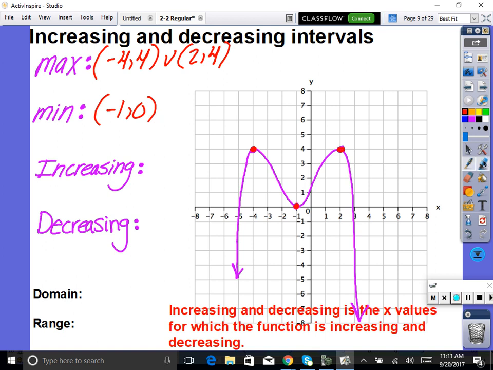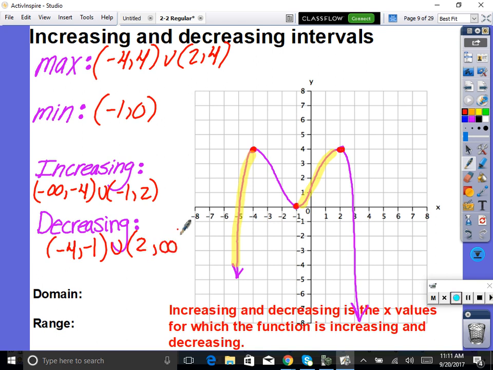Okay, now increasing once again to that x value and to that x value, right? Between those x values. So we're increasing from negative infinity up to negative 4, and then united with negative 1 to 2. And now we're decreasing from here to here, from that x value to that x value, so negative 4 to negative 1, and then we're also decreasing from 2 to positive infinity, because remember it's x values. It's so easy to let your brain switch, so don't blame yourself.